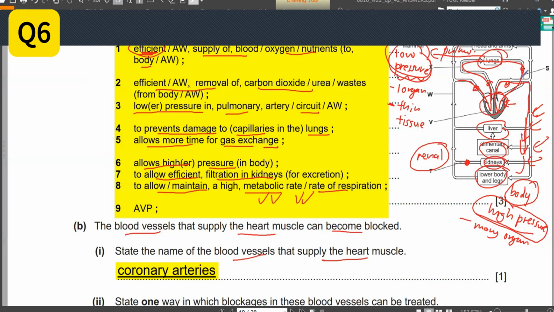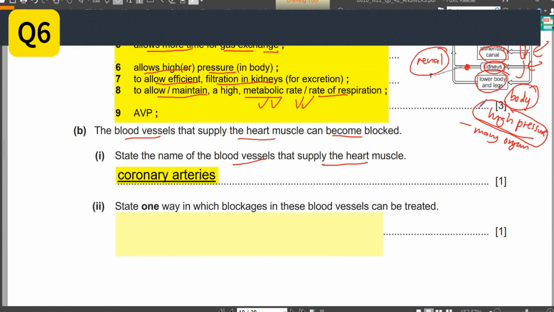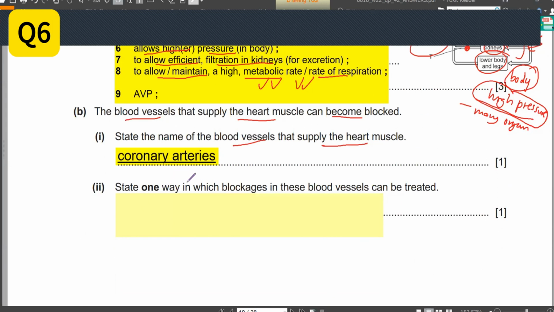The heart is pumping blood to all the body parts, including itself. It's pumping blood to all the different body organs. At the same time, it also has blood vessels to supply itself, because the heart itself also needs nutrients, needs oxygen, needs everything. So it also supplies itself through the coronary arteries.